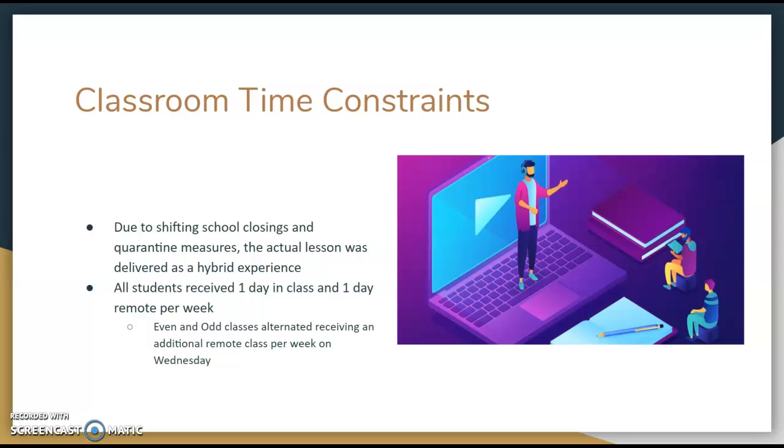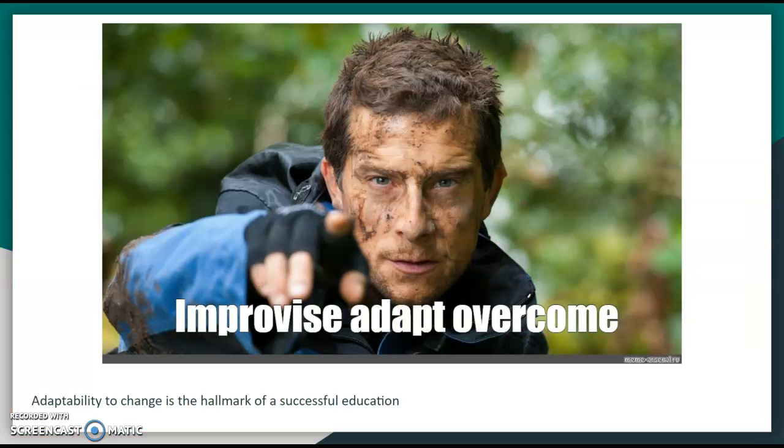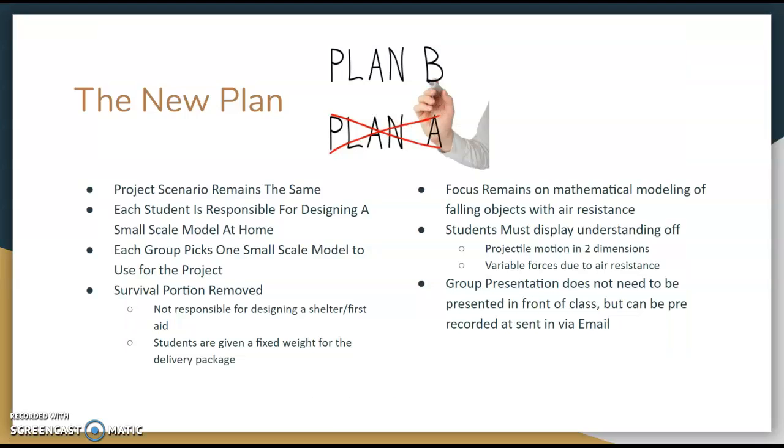So the biggest change that we had was our school shifted to a hybrid method with 1 day in class, 1 day remote, and alternating a 3rd day between the 2 sets of classes. So 2 remote classes 1 week, and then 1 remote class the next week for each of the 2 classes. So with that in mind, I had to do some adjustments to the overall plan, but I think I was able to pull it off pretty successfully.